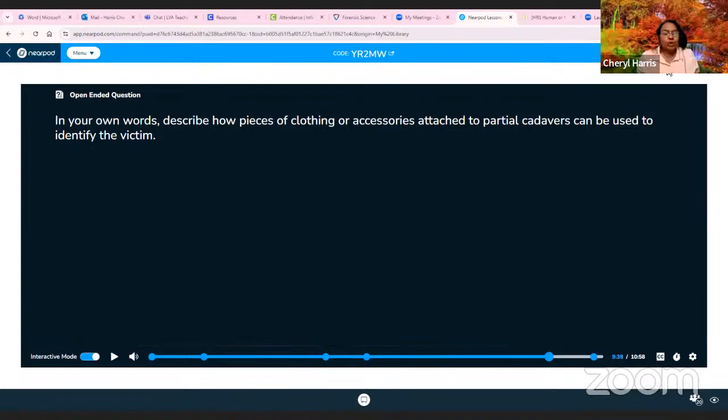And it says, in your own words, how can pieces of clothing or accessories attached to partial cadavers be used to identify the victims? And you can use the one that she just mentioned.